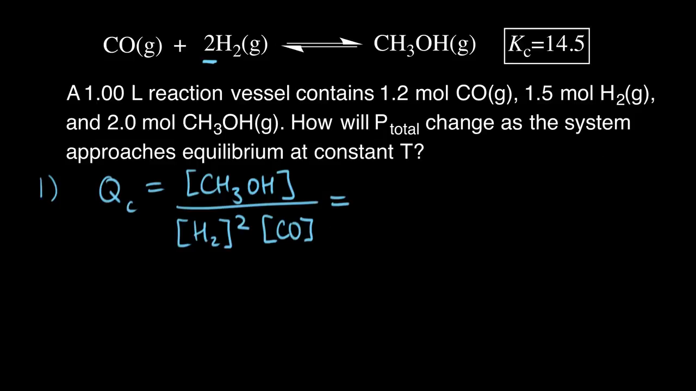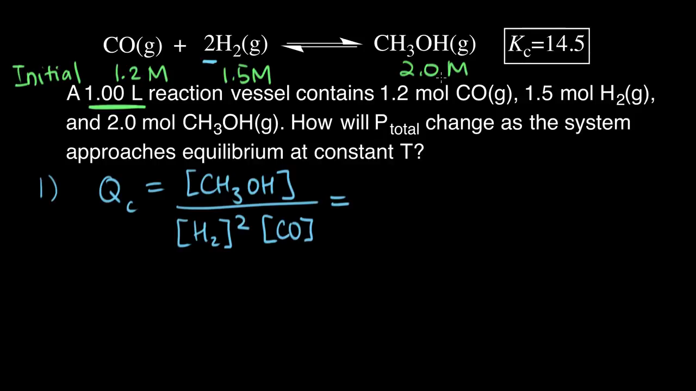We can calculate Q by plugging in the concentrations of these at this particular moment in time. We can calculate the concentrations using the volume of the vessel, which is 1 liter, and the mole quantities. We know that concentration is just moles divided by volume. Since we're dividing everything by 1, the initial concentrations will be the same as the number of moles. So for carbon monoxide, the initial concentration is 1.2 molar. For hydrogen, it's 1.5 molar. And for methanol, it is 2.0 molar.